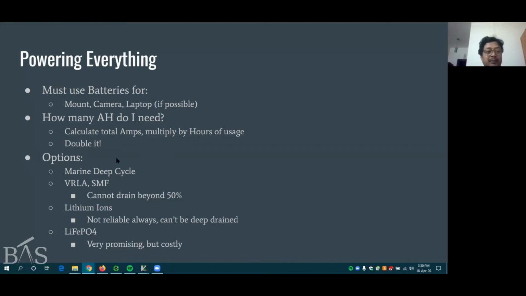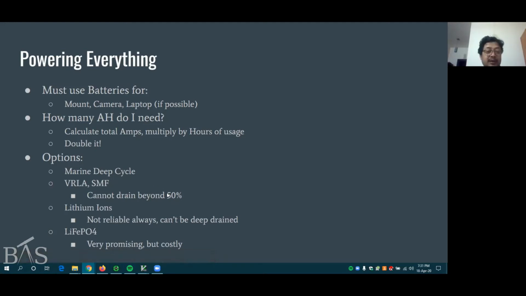Some of the options: marine deep cycle batteries. Marine deep cycle is very popular in the Western countries, and that is the most recommended battery type so far for astro users, because you can deep drain it. But these are liquid, you have to put water in, and they are difficult to carry around. You have to be very careful handling them. So hence, in India, the better options are sealed maintenance-free ones. But the problem with SMF batteries is you cannot drain them beyond 50%. This is the reason I have been using SMF for so many years and still use.